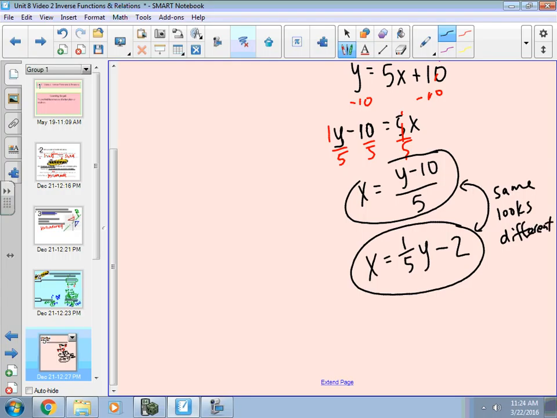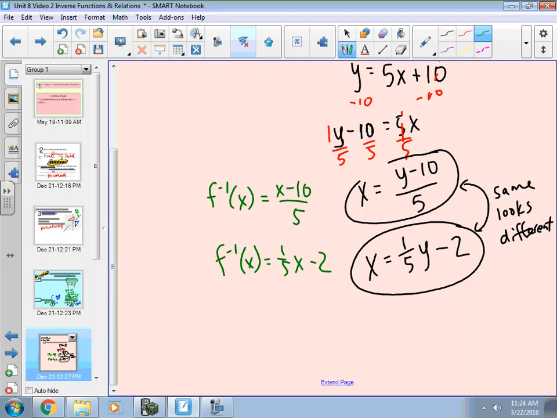Those same two answers written in that function notation would look like this: f inverse of x equals (x minus 10) over 5. And if you did that second one in function notation, it would be this. Okay, so both of those are the function notation.